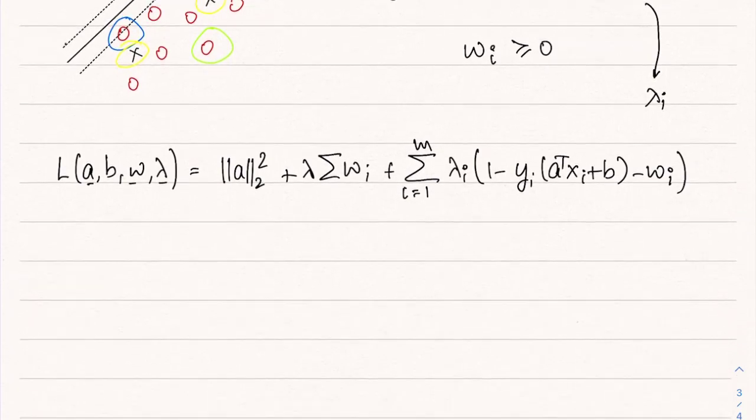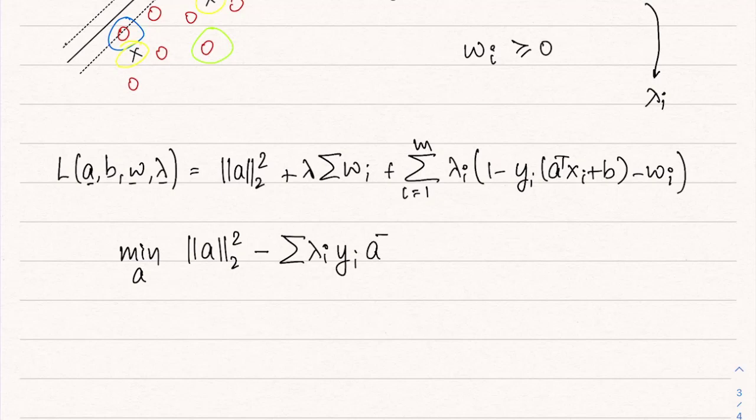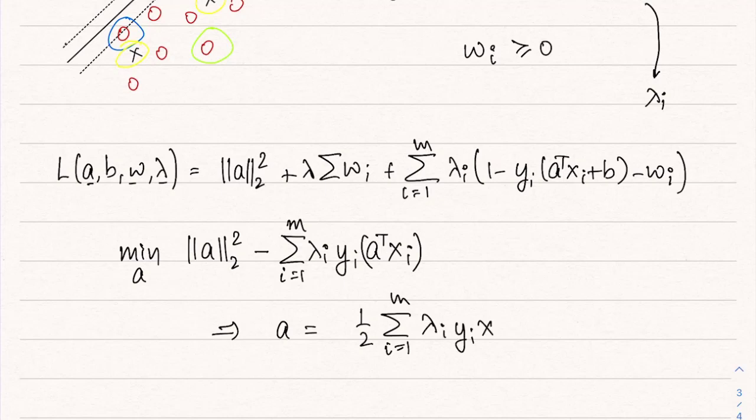Now let us minimize each of the terms that depend on a, b and w respectively. The minimization with respect to a is simple. We have the problem norm square of a minus summation of lambda_i y_i a transpose x_i, i equal to 1 to m. This is a quadratic problem in a, so you can see that the minimum is given by a equal to half summation i equal to 1 to m lambda_i y_i x_i.